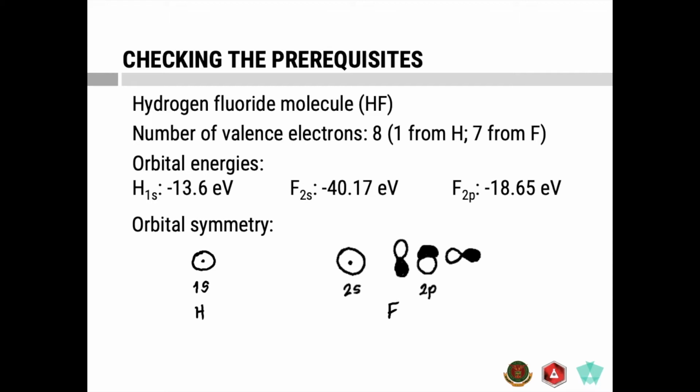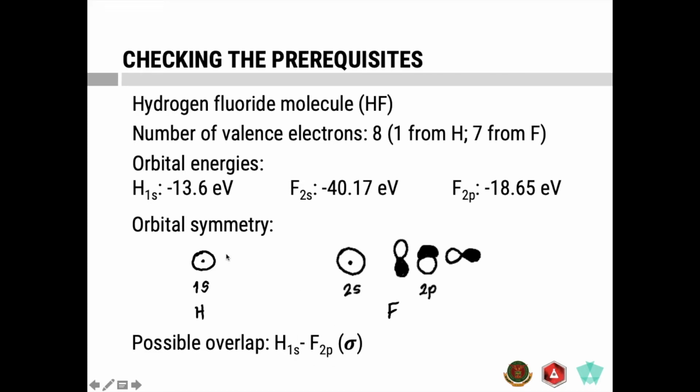Symmetry-wise, the hydrogen atom only has the 1s orbital, whereas the fluorine atom has the 2s and the 2p orbital. So you expect interactions with respect to symmetry between the 1s of hydrogen and 2s of fluorine. You can also expect an interaction between 1s of hydrogen and a 2p orbital of fluorine. Considering both the orbital energy and the orbital symmetry, there is only one possible overlap between the hydrogen and the fluorine AOs. And this is the hydrogen 1s and the fluorine 2p.